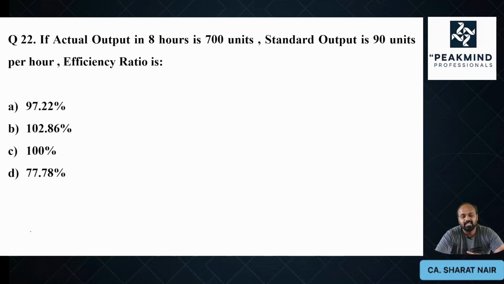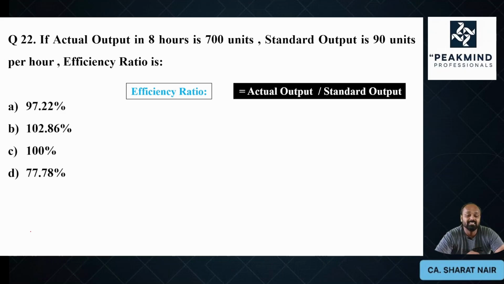So here, in 8 hours the actual output is 700 units, and standard output is 90 units per hour. They ask us to find out the efficiency ratio. Now the formula for efficiency ratio, because of what I have explained earlier, is actual output divided by standard output. Actual output is 700, divided by standard output. Standard output for an hour is given, which is 90. So for 8 hours work, it will be 720.